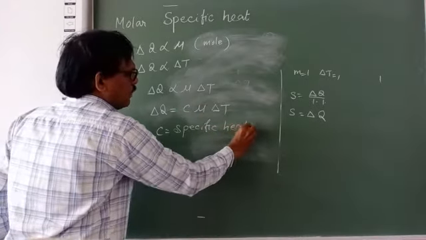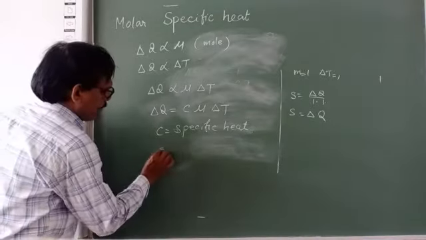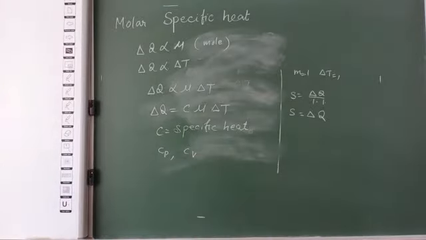And we have two specific heats for the gases. One is called Cp and one is called Cv. Cp is the specific heat of gases at constant pressure, and Cv is the specific heat at constant volume.